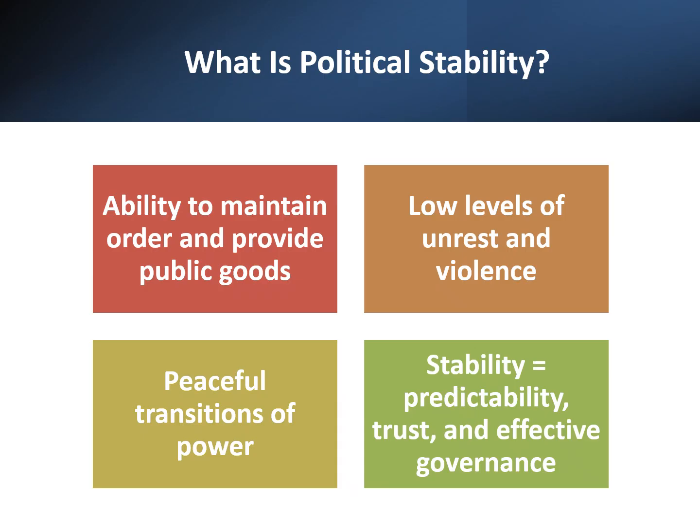Political stability means a government can maintain order, provide public goods, and avoid major disruptions like coups or revolutions. Now, a politically stable country has low levels of violence or unrest. It operates within established institutions and manages peaceful transitions of power. Stability isn't about being authoritarian. It's about being predictable, with trust and functionality in government.